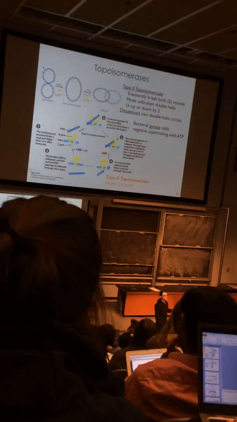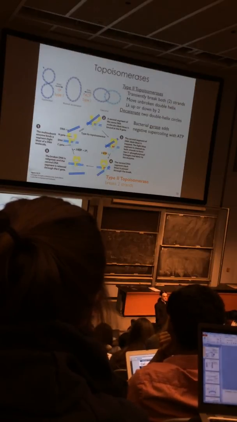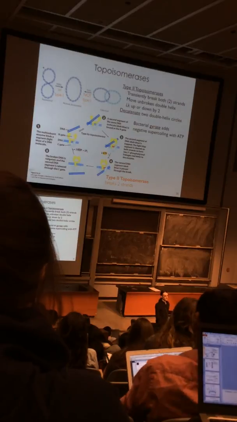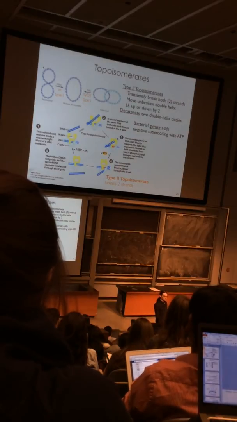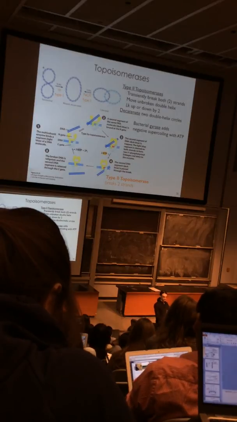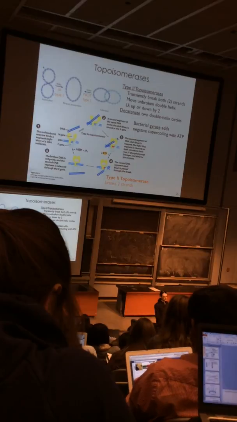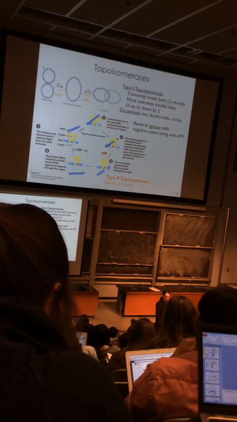Gyrase uses the energy of ATP to underwind it, and then when you go in and need to, for instance, transcribe that DNA, some of that ATP energy is essentially stored in the twisted DNA and is released to help RNA polymerase melt apart the two strands.